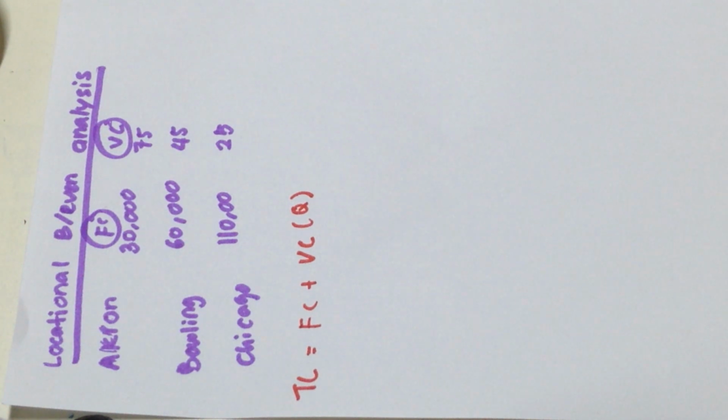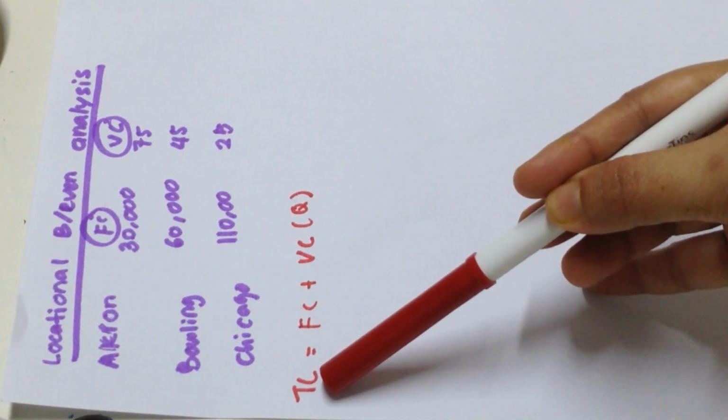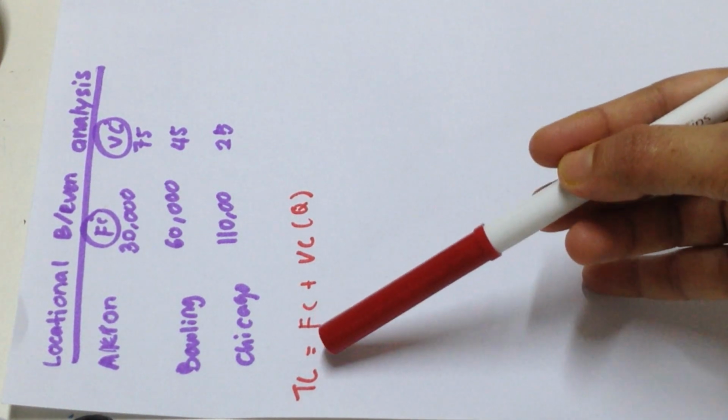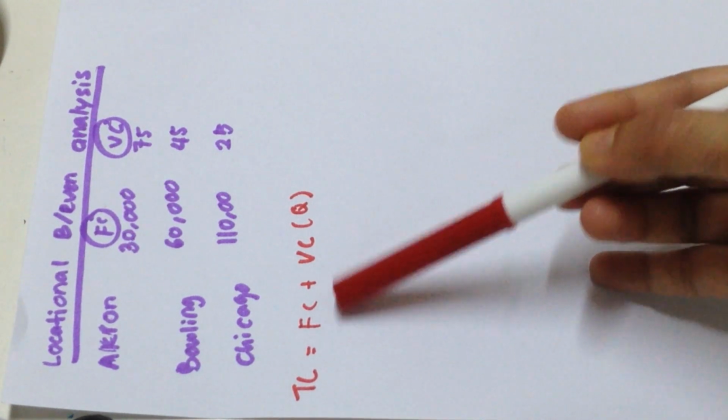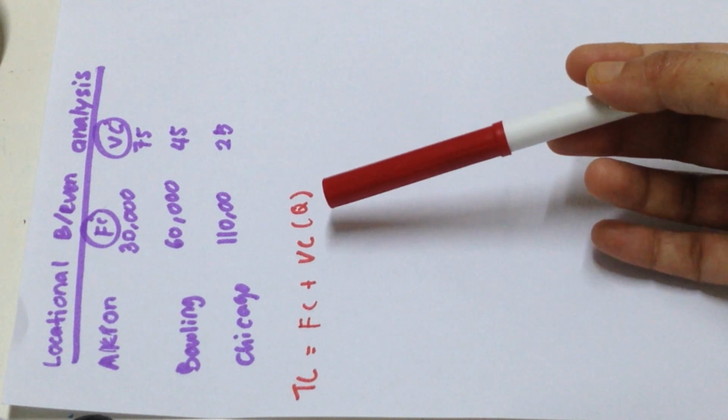Okay, today we want to do a short revision on chapter 6 on locational break-even analysis, so that you have the idea how to calculate the break-even analysis and choose the locations. Okay, so you can refer to your notes. By using the formula, total cost equals fixed cost plus variable cost times quantity.